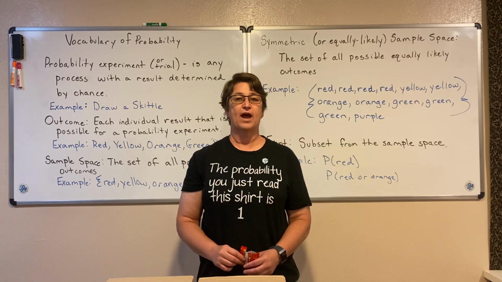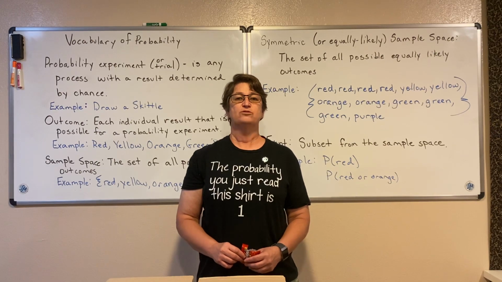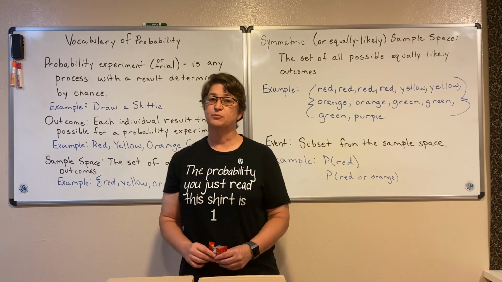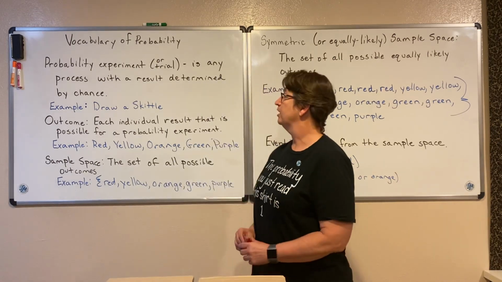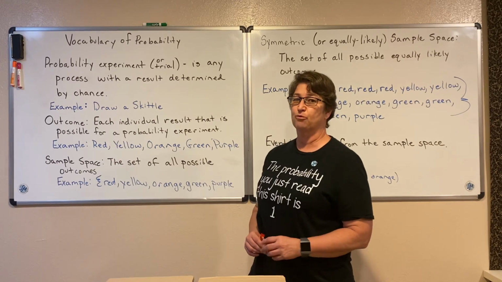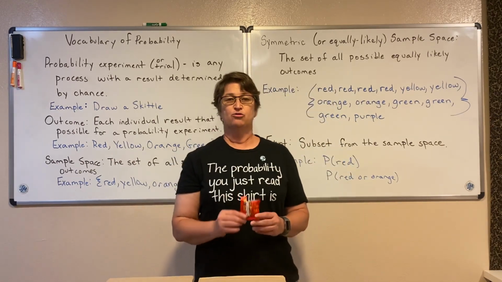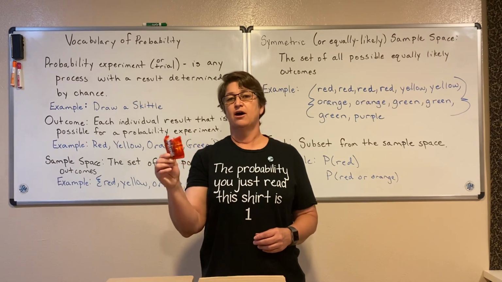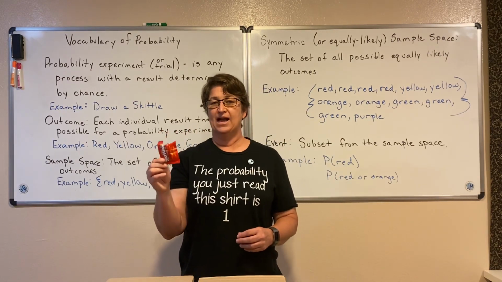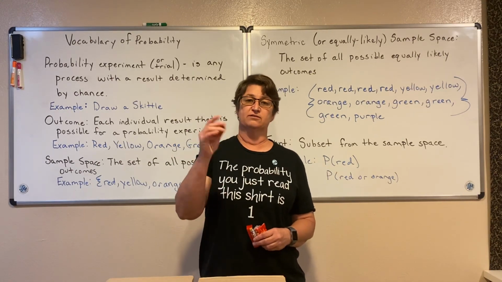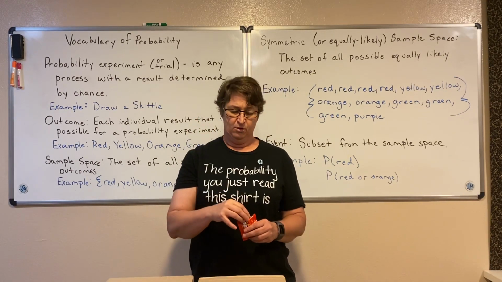Let's look at the vocabulary around probability. First, let's talk about an experiment or a trial. An experiment is any process with the result determined by chance. So maybe if I'm looking to randomly choose a Skittle from a bag of Skittles, then my experiment is drawing a Skittle from the bag.